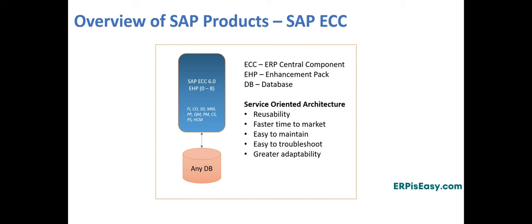Now let's take a look at the software components of SAP SCM 7.0. It contains SAP Enhancement Pack 4 for SAP SCM 7.0, SAP SCM Server, which in turn contains SAP Advanced Planning and Optimization, APO, and SAP Supply Network Collaboration, SNC. It also contains SAP Extended Warehouse Management, EWM, SAP Event Management, EM, and SAP SCM Optimizer. Now let's take a look at these components one by one.